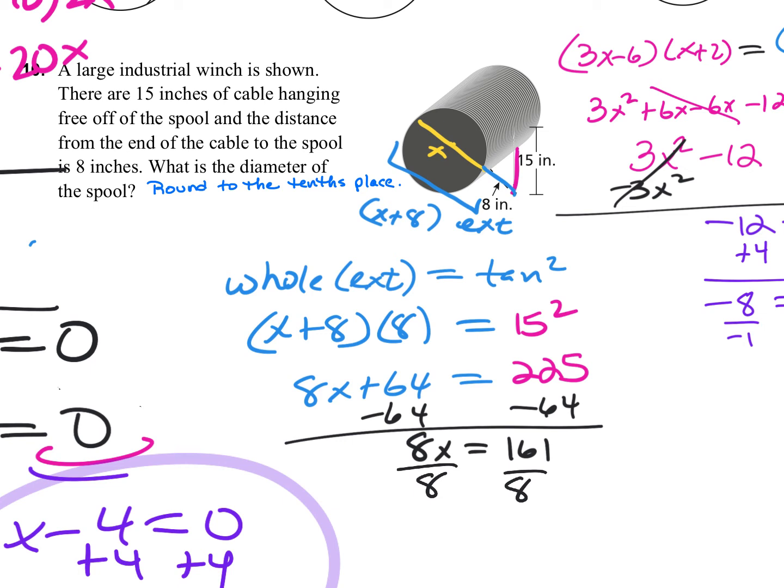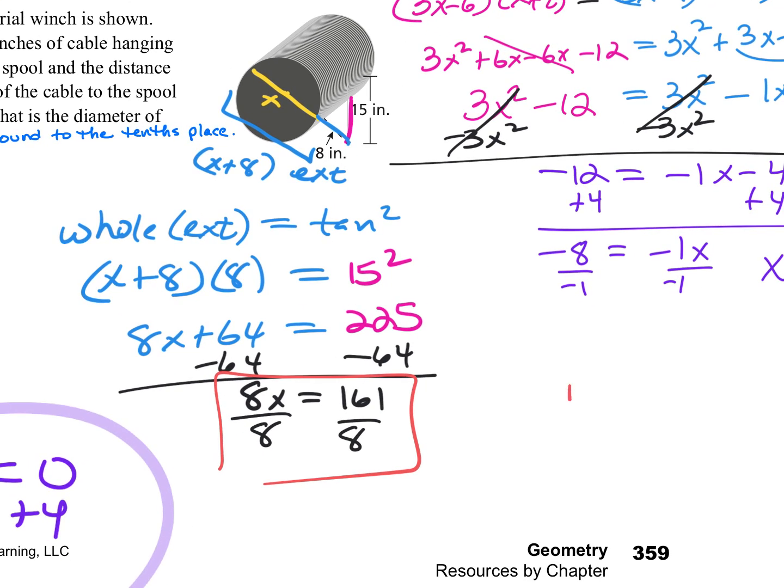If you have all this work beautiful and you get to this and it's a calculation error, you'll lose minimal points. But what I want you to do now is round to the tens place. So you have to divide this. So I'm going to add a decimal. 8 will go into 16 twice.